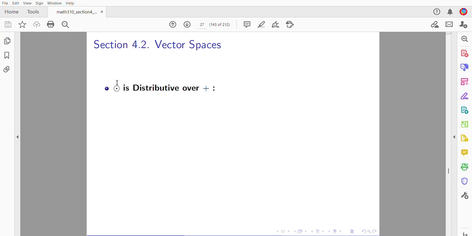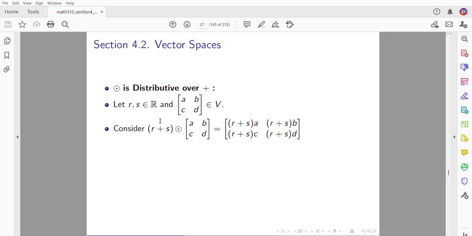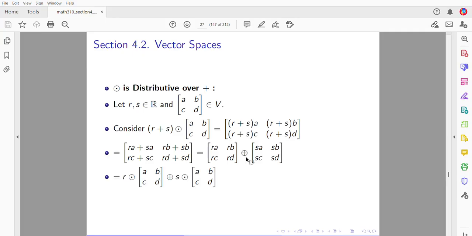Now O dot has to be distributive over plus. This is the usual addition. So you need two real numbers and one vector. R plus S, O dot, a matrix. R plus S goes to each entry. Now that multiplication is among reals. So the multiplication distributes, and then I can split along the matrix using matrix addition. Now here I can get the R out using O dot. Here I can get the S out using O dot. That gets me distribution of O dot over usual plus.